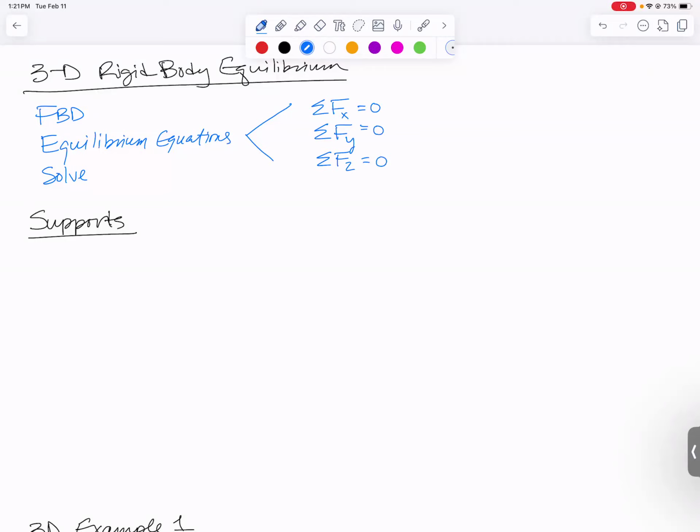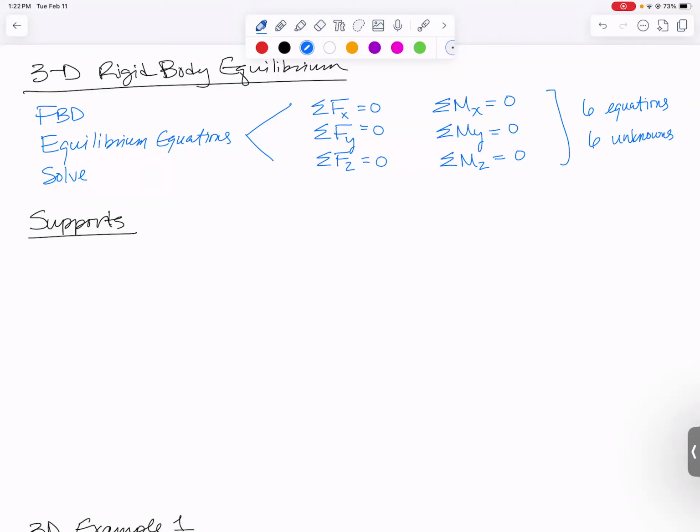And when we sum moments, instead of thinking about it as summing moments about a point, we will typically think of it as summing moments about axes. So we'll sum moments about an x-axis, about a y-axis, and about the z-axis. We will be able to pick and choose which axes we use to make the math come out as easily as possible for that solving process. We will be able to write up to 6 equations for some problems, which means we may need to solve for 6 unknowns.